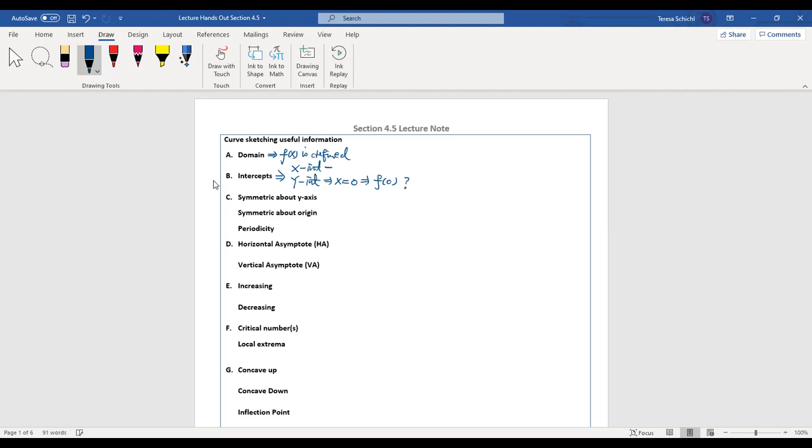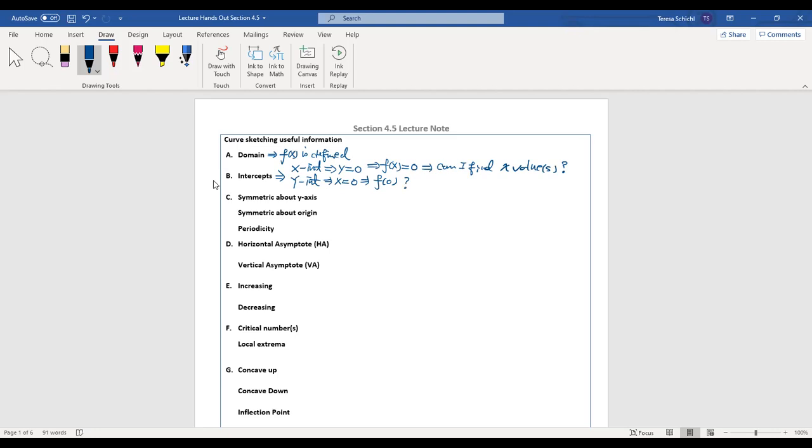Then the x-intercept. What is the x-intercept? It's where y equals 0. That means f of x equals 0. So can I find the x values? Do those x values exist or not? If I can find them, then they will give me a few points I can start to plot.